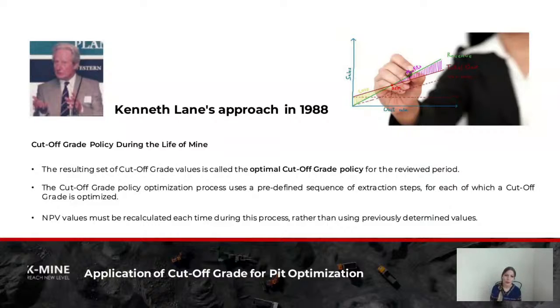And the problem is to find the trajectory of the strategy that would lead to a maximized NPV. If we want to implement an integrated approach to find the optimal cutoff grade for the entire life of mine, then we need to perform an annual forecast of economic parameters like prices and costs, and then we need to estimate mineral resources. But the cutoff grade policy optimization process uses a predetermined sequence of mining steps, for each of which the cutoff grade is optimized. So NPV values should be recalculated each time during this process rather than using previously determined values.